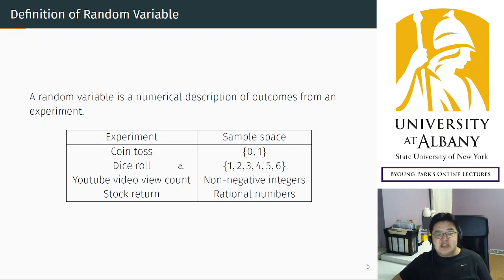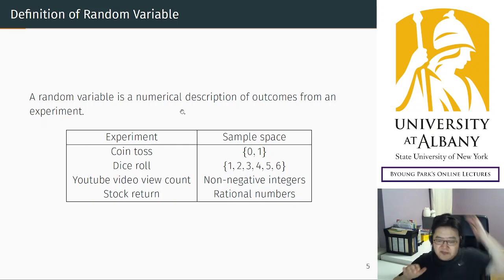And if you think about dice, it's easier. There is a natural way to express the outcome as a number in the case of dice rolling. Or, for example, YouTube video view count. How many views did it have? It's automatically a number, non-negative integers. Or if you think about stock return, it can be negative, can be positive, and can be a fraction. So any rational numbers would be the possible outcomes for stock return. In most cases, the outcome can be expressed as a number, and we are going to call that a random variable. More mathematically speaking, a random variable is a function from the outcome to a number. Anyhow, a random variable is a numerical description of the outcomes.